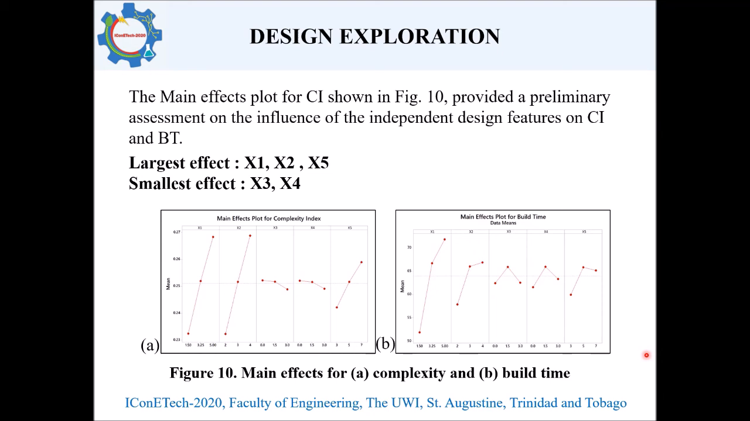The main effects for build time, as shown in Figure 10b, have larger differences in the way that the design features affect build time. X1 seems to have the largest effect when the highest level is applied, whereas X2 and X5 both have increasing effects, though to a lesser extent. However, X3 and X4 have the highest effect on build time when the middle or center point value is applied.